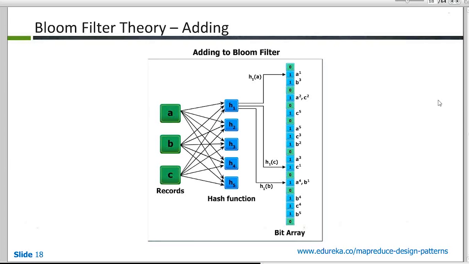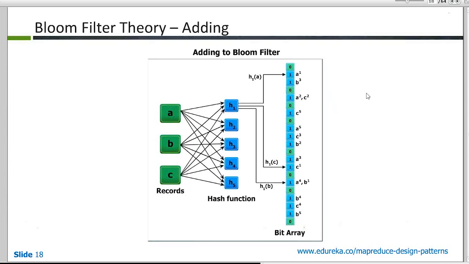This slide is about adding to the BloomFilter, how the addition happens. We've used 3 different records for this training, A, B, and C. What will happen is all the hash functions will be used on A, and A will be hashed by H1, H2, H3, H4, and H5, and then they will find a slot in this bit array.